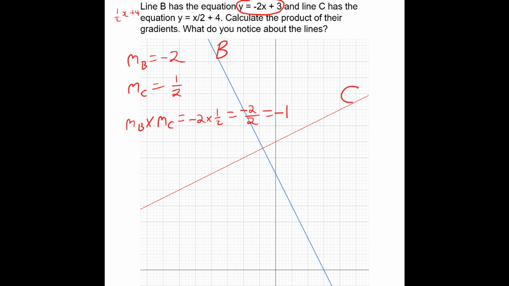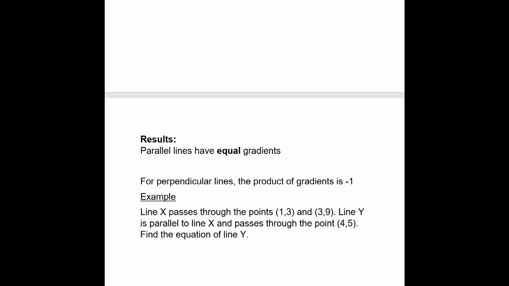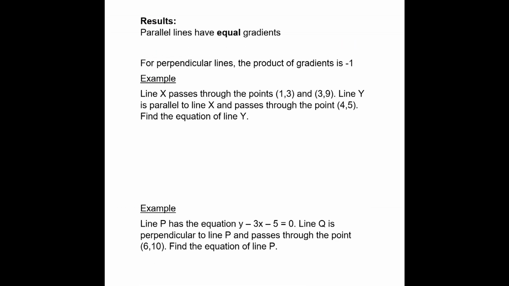So when I times their gradients together, I get -1. And looking at the lines, we can see that they are perpendicular. They're at right angles to each other. And this pattern, this rule, that the product of the gradients is -1, is correct for any two lines that are perpendicular. These are our results. Parallel lines have equal gradients, and for perpendicular lines, the product of the gradients is -1.